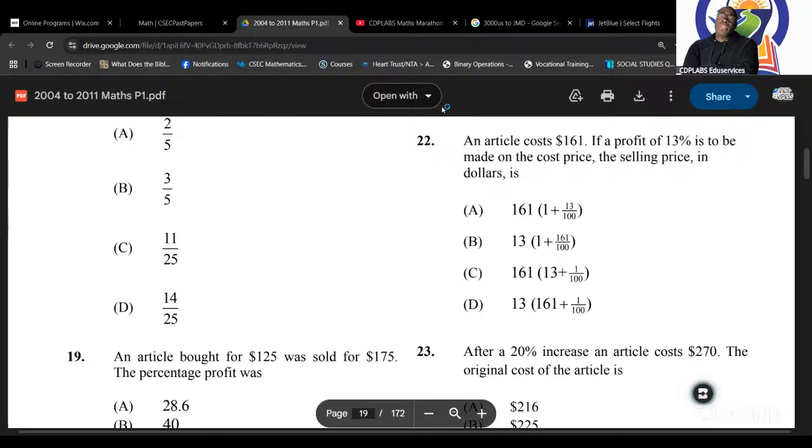Because in other words, if you're going to use the distributive property where you multiply 161 times (1 plus 13%), if you distribute, you get 161 times 1 plus 161 times 13%, and because whatever is in the bracket you're going to add, it's going to come back to be the same thing. Make sense? All right. So A is actually correct.